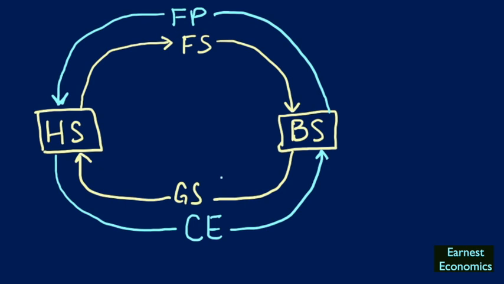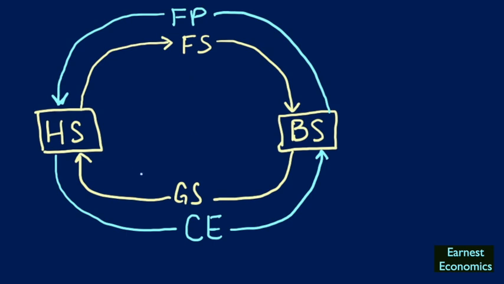One is that goods and services flow from the business sector to the household sector, and for that the business sector receives consumption expenditure from the household sector. And the other relationship is that the household sector gives factor services to the business sector, and the business sector makes payment. For that we call it factor payment. Now, what is circular flow of income?